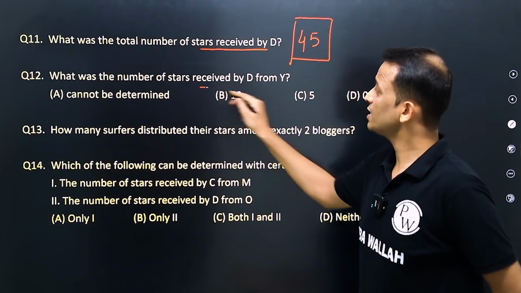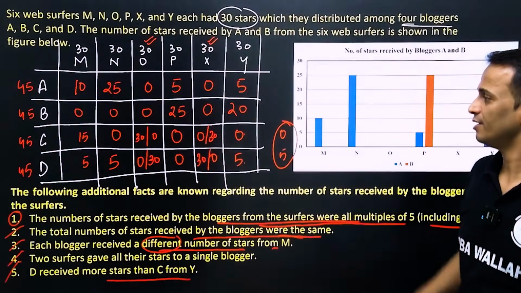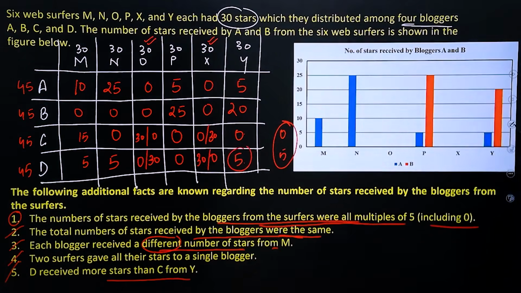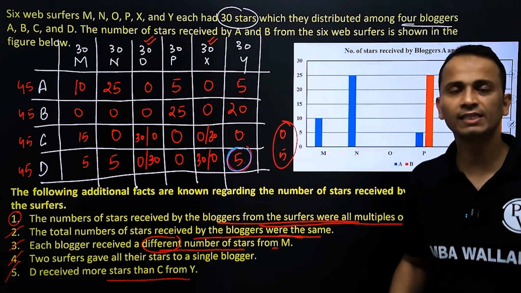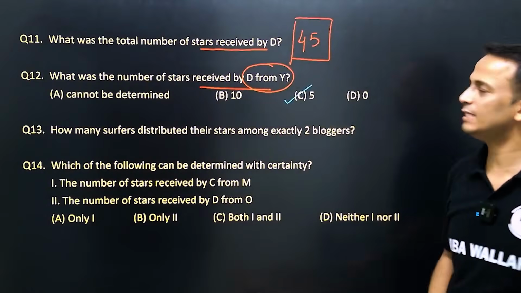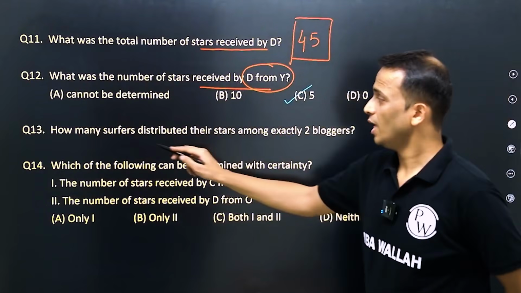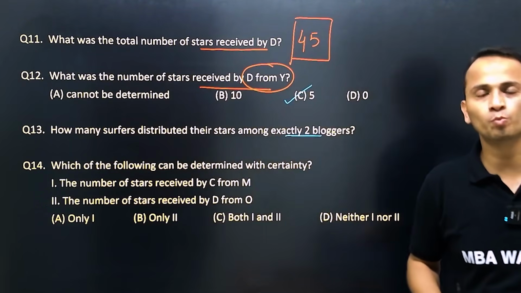What was the number of stars received by D from Y? D from Y, it is 5 stars. All right. So 5 is the answer of this question. I'll go back to the question. Option C is the correct answer. Done. Question number 13. How many surfers distributed their stars among exactly 2 bloggers?